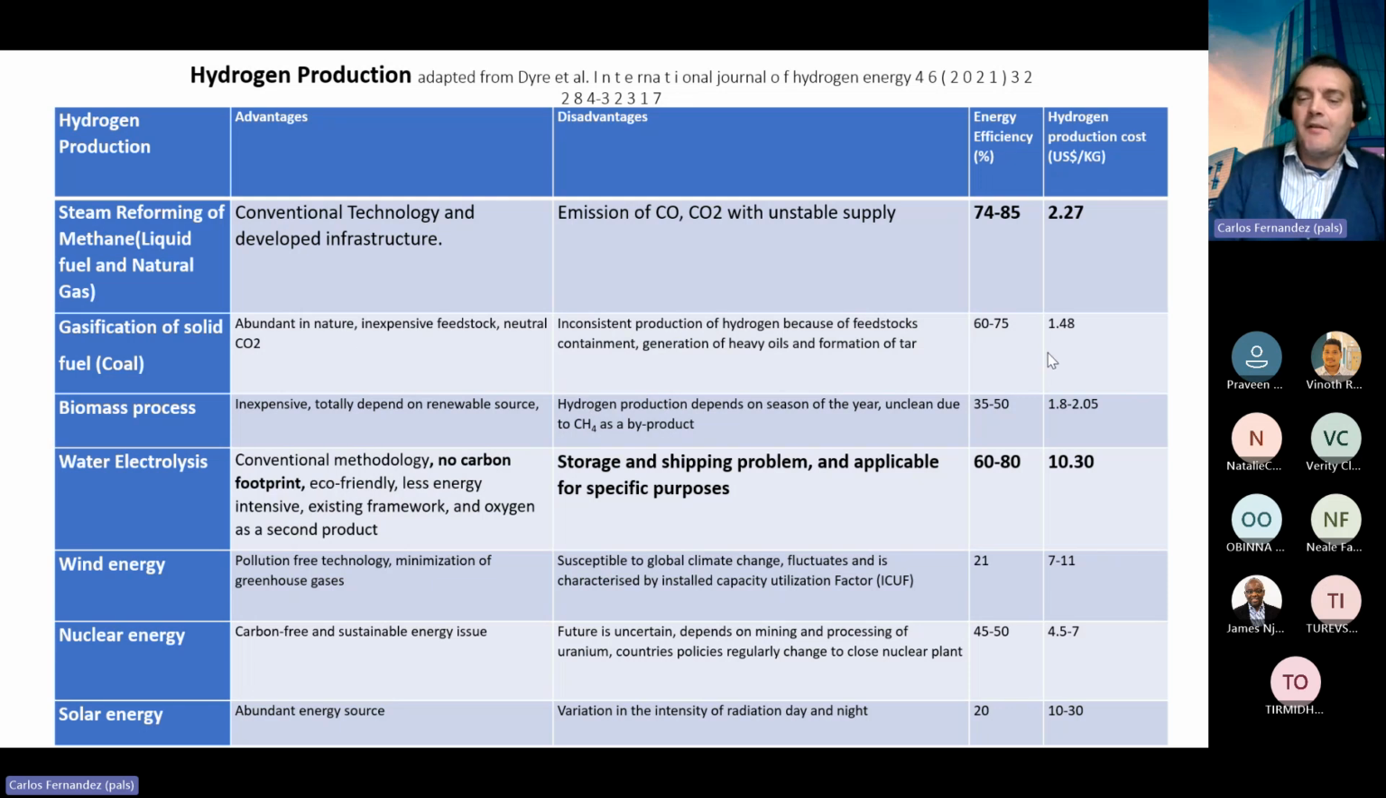As you can see, I have also put the prices here. So at the moment, we have hydrogen production cost in US dollars per kilogram. So 2.27 to 10.30, which is the water electrolysis. And one of the key aspects on the water electrolysis, we'll talk in a minute, is about the catalyst.